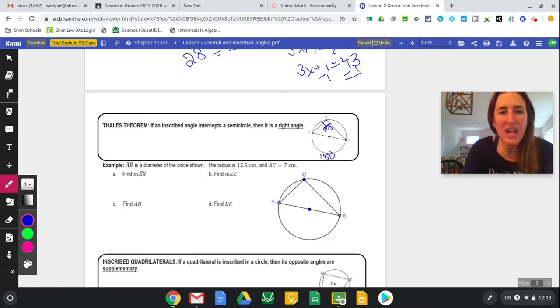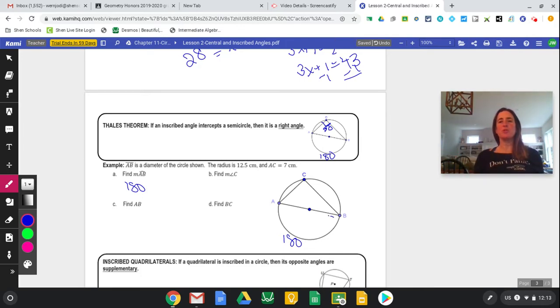Okay, it says find the measure of arc AB. That symbol above there means arc AB. The arc AB is here. It's 180 degrees because of this diameter. Half of a circle is 180 degrees. Remember, full circle, 360. Okay, now we're going to find angle C.